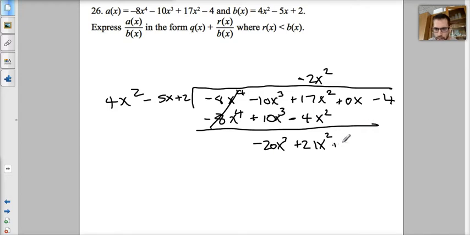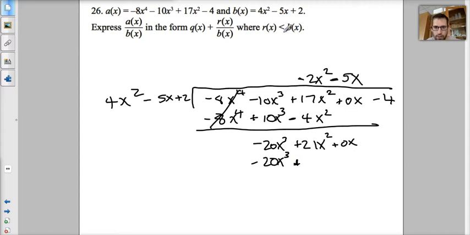Okay. And I'm going to bring down the 0x. All right. Here we go. Now I need to see how many times 4x squared goes into negative 20x to the 3rd. So that would be a negative 5x. So now I'll double check that. Negative 5x times 4x squared. So negative 5 times 4 is negative 20. X times x squared is x to the third.